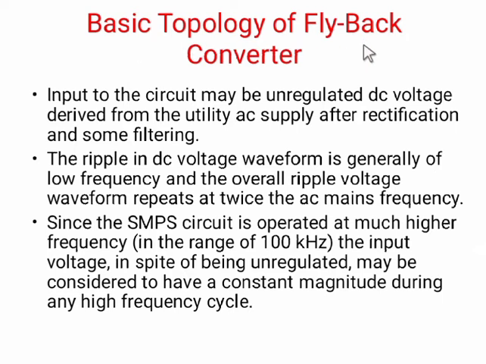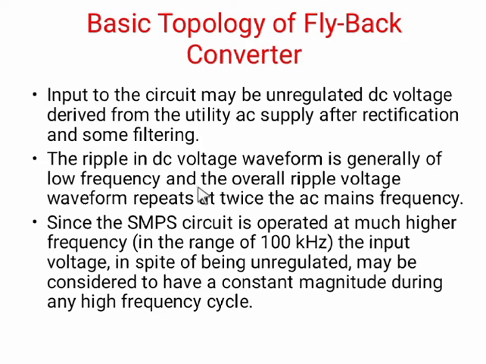So the basic topology of the flyback converter: the input to the circuit may be an unregulated DC voltage derived from the utility AC supply after rectification and some filtering. So if we convert the AC supply with the help of a bridge rectifier, the output voltage contains ripples. These ripples are reduced by filtering capacitors.